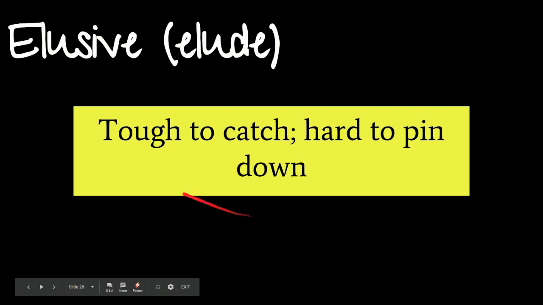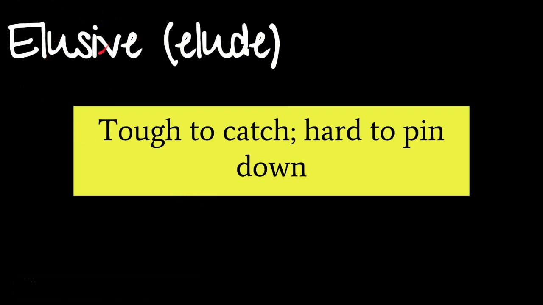Elusive or elude. So elusive is the adjective. A thing is elusive. Elude is the verb. You elude something, to elude. So what these mean is tough to catch and hard to pin down.